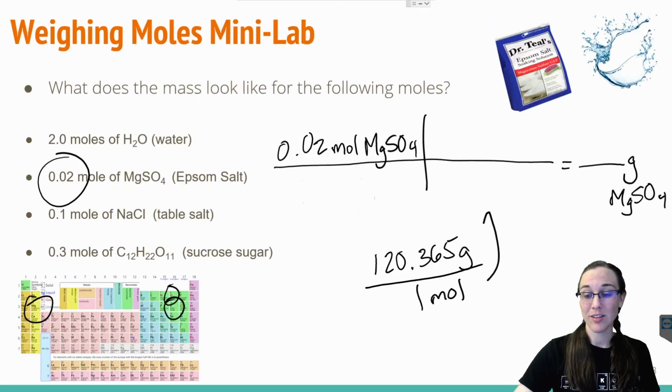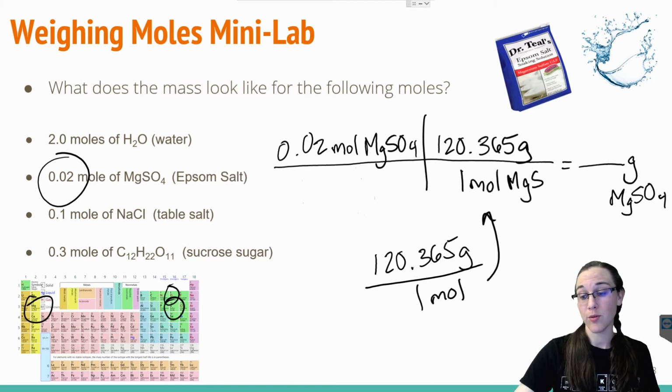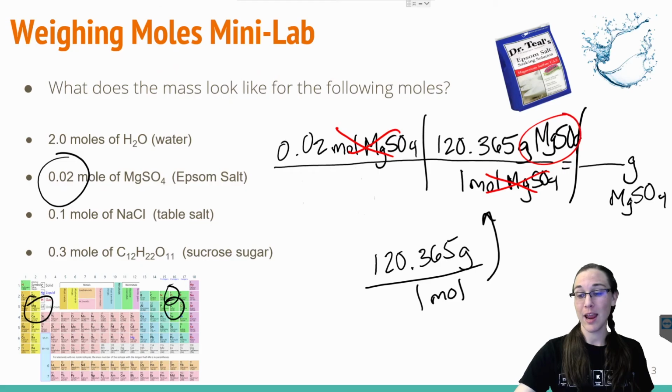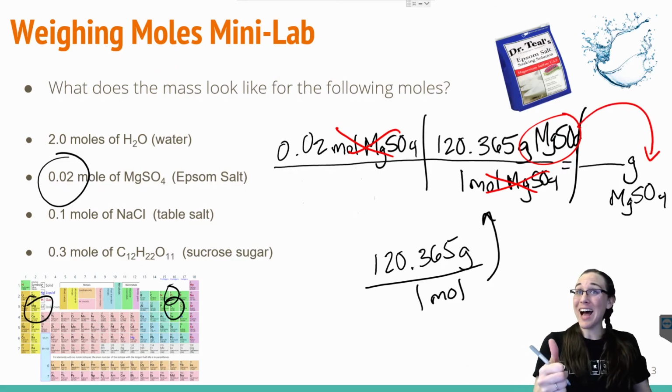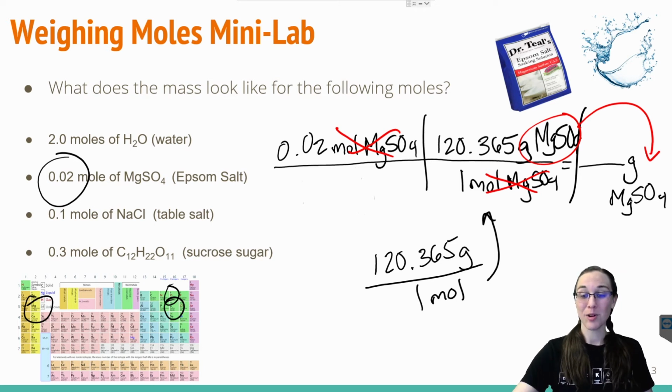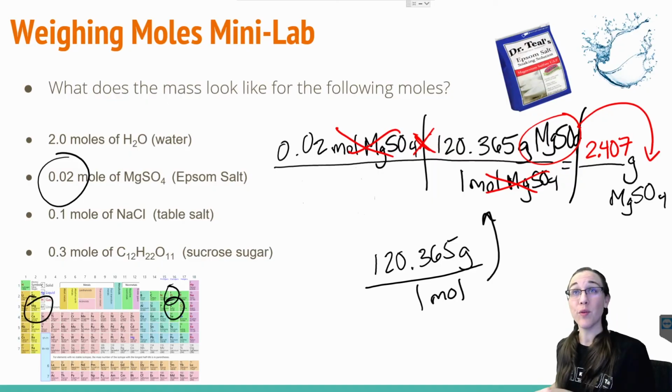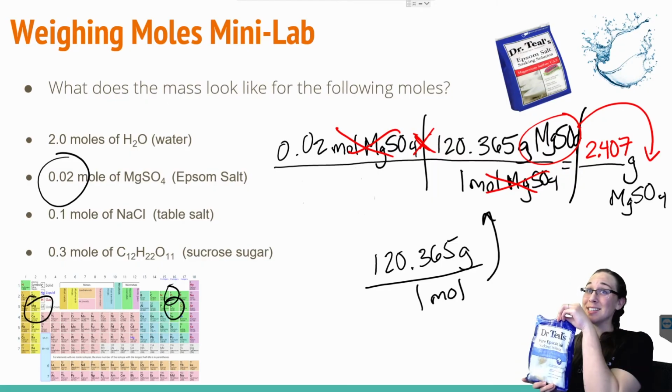So we're going to use our little dimensional analysis setup here for 120.365 grams per mole of MgSO4. And then we see that the moles of MgSO4 cancel and we're left with grams, which matches our goal unit. So huzzah, we got it right. Now all we have to do is 0.02 times our molar mass value of 120.365. So our final answer is 2.407. We need 2.407 grams of magnesium sulfate, Epsom salt.